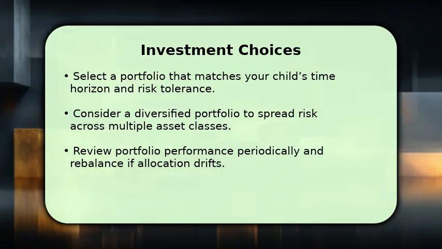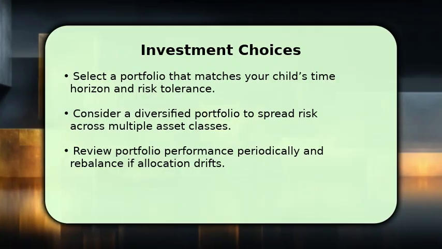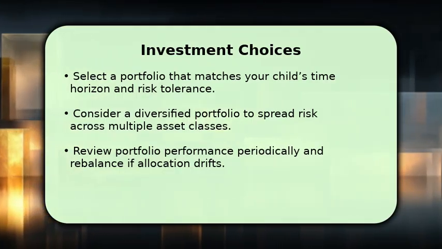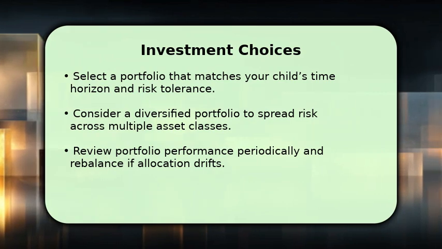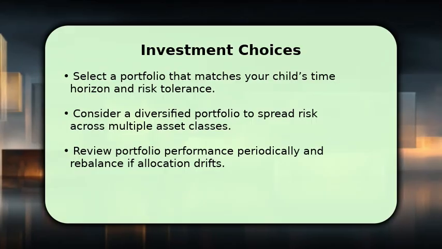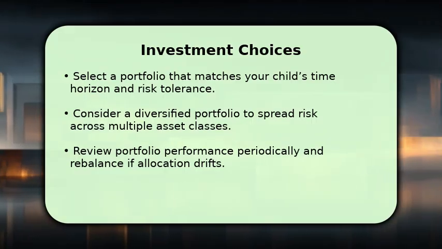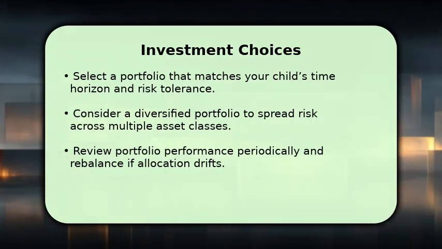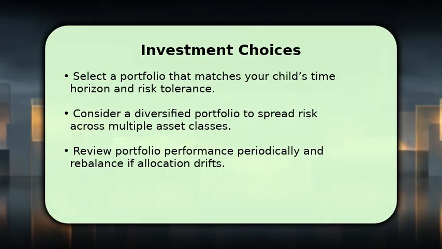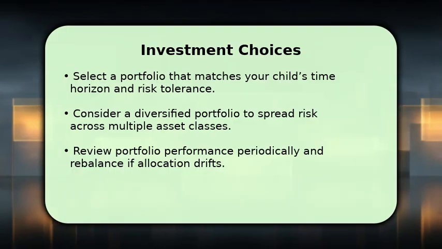Choose an investment portfolio based on how long the child will be invested and how much risk you accept. Acorns offers multiple portfolios from conservative to aggressive. Diversification helps reduce single asset risk. Check performance now and then, and use rebalancing tools when allocations drift. Keep your investment plan simple and consistent to benefit from compounding over years.